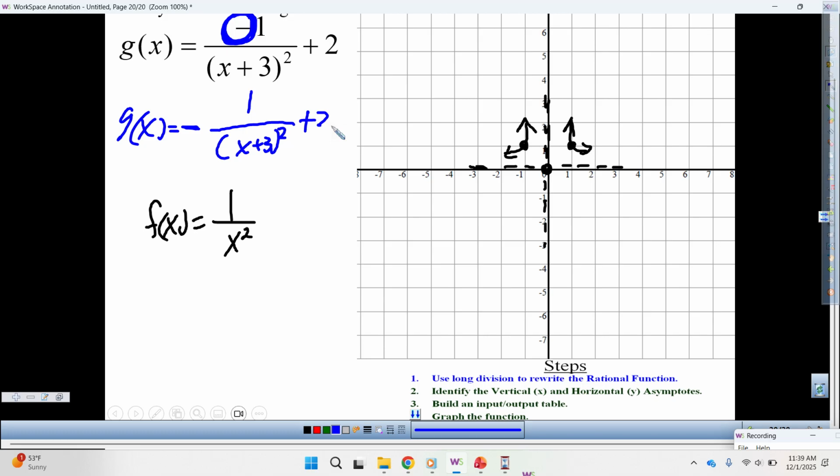So now, where do we move that to? Pass someone, Natalia. Leo. Up to left 3. So up to left 3. So my new asymptotes are right here, here, and here.